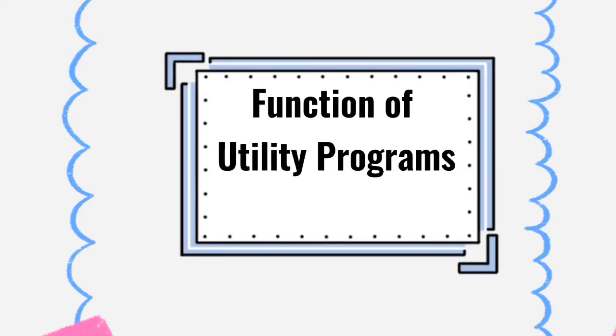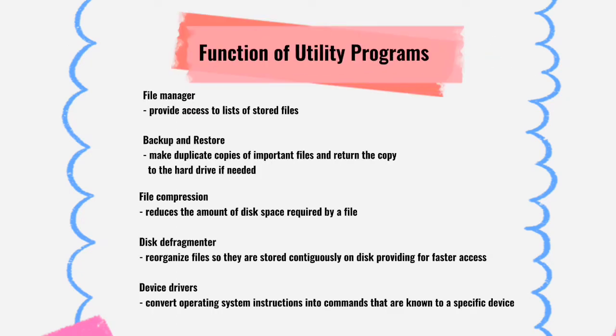Function of utility programs. File Manager, provides access to lists of stored files. Backup and restore, make duplicate copies of important files and return the copy to the hard drive if needed. File Compression, reduces the amount of disk space required by a file. Disk Defragmenter, reorganizes files so they are stored contiguously on disk, providing for faster access. Device Drivers, convert operating system instructions into commands that are known to a specific device.